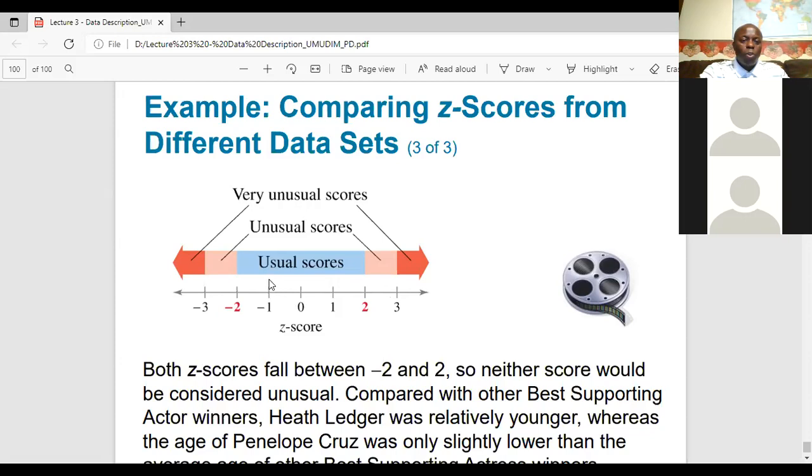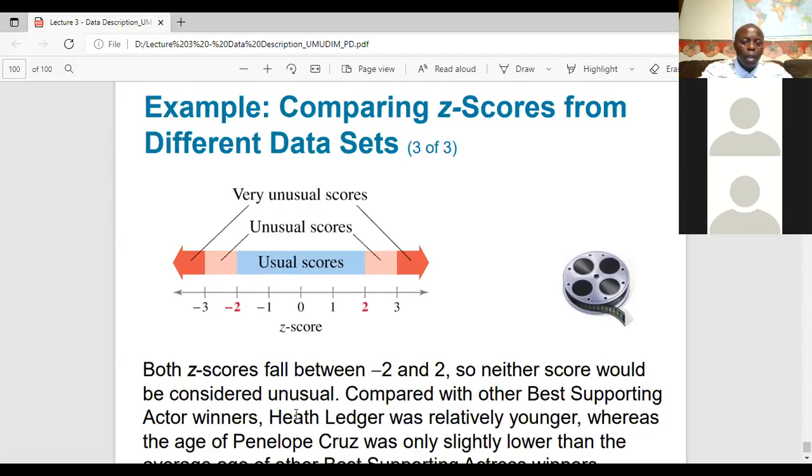So the usual scores are from 2 standard deviations and below. Unusual scores are anything from 2 to 3, but very unusual means more than 3 standard deviations above the mean. That's when you start talking about 6 sigma.